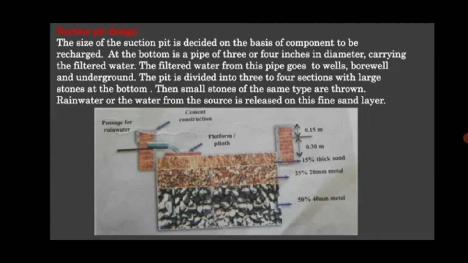Small stones of the same type are thrown above that. Above this layer is a thick sand, and at the top is a very fine layer of sand. So 15% is the thick sand and 25% is the fine sand. Rainwater or the water from the source is released on this fine sand layer. Then this water is filtered through these 3 to 4 layers, and accumulates in soil wells and borewells.